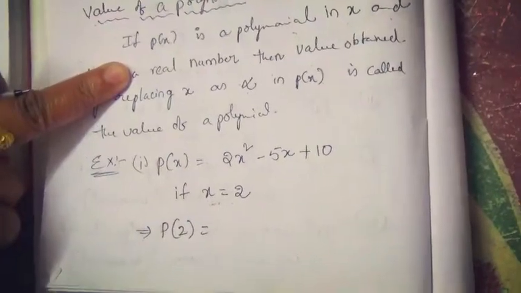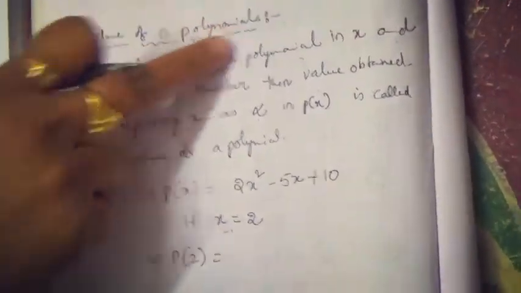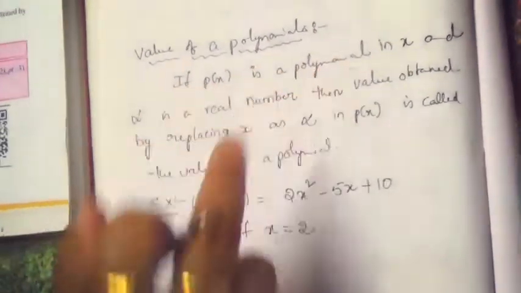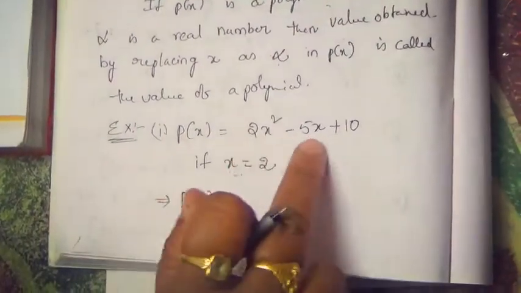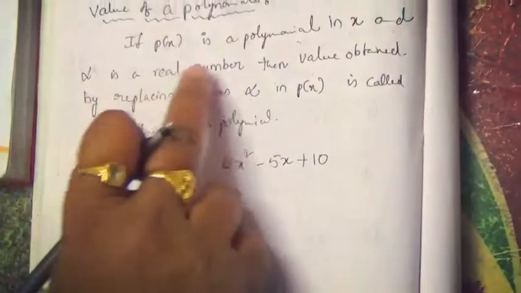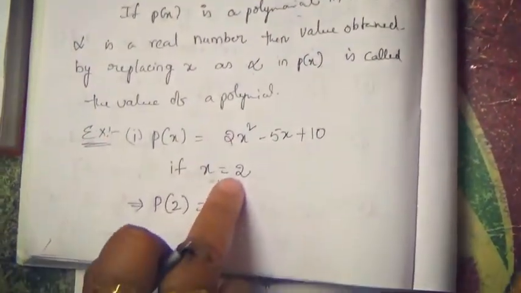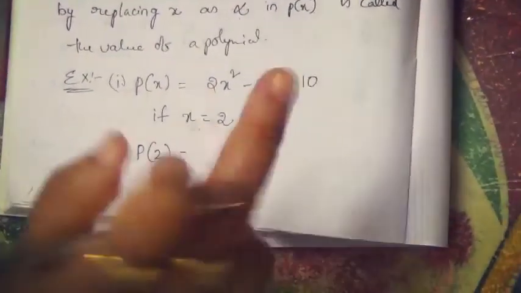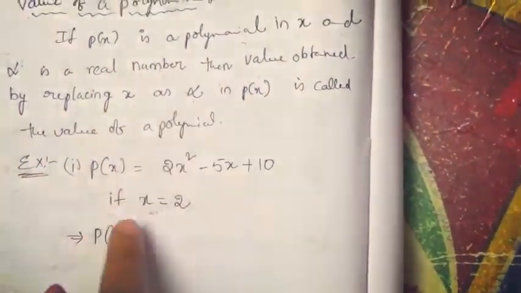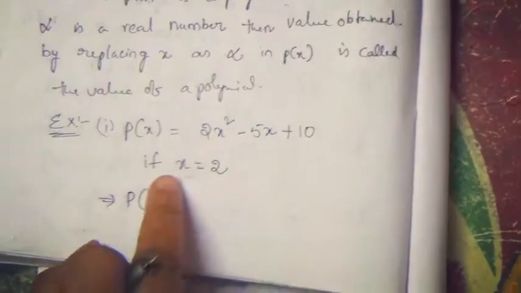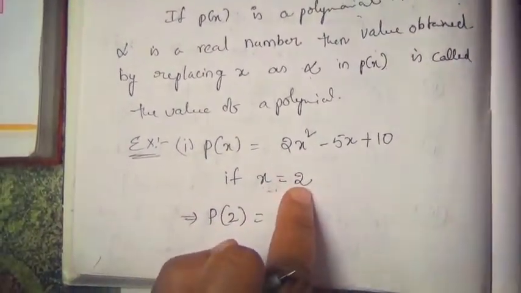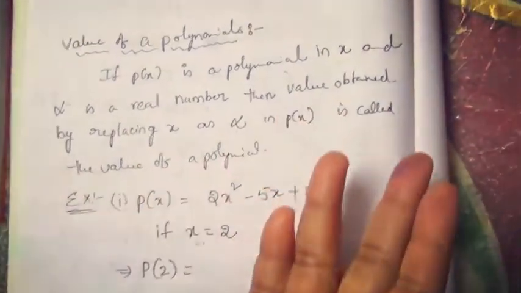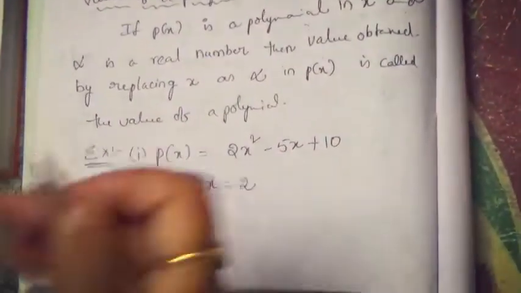Now you just look at this definition. Value of the polynomial means p of x is a polynomial in x and alpha is a real number. Alpha means any value. Then the value obtained by replacing x as alpha, x as 2. You just replace this x as 2. Okay, then you will get the p of x value. Then you will get the polynomial value.